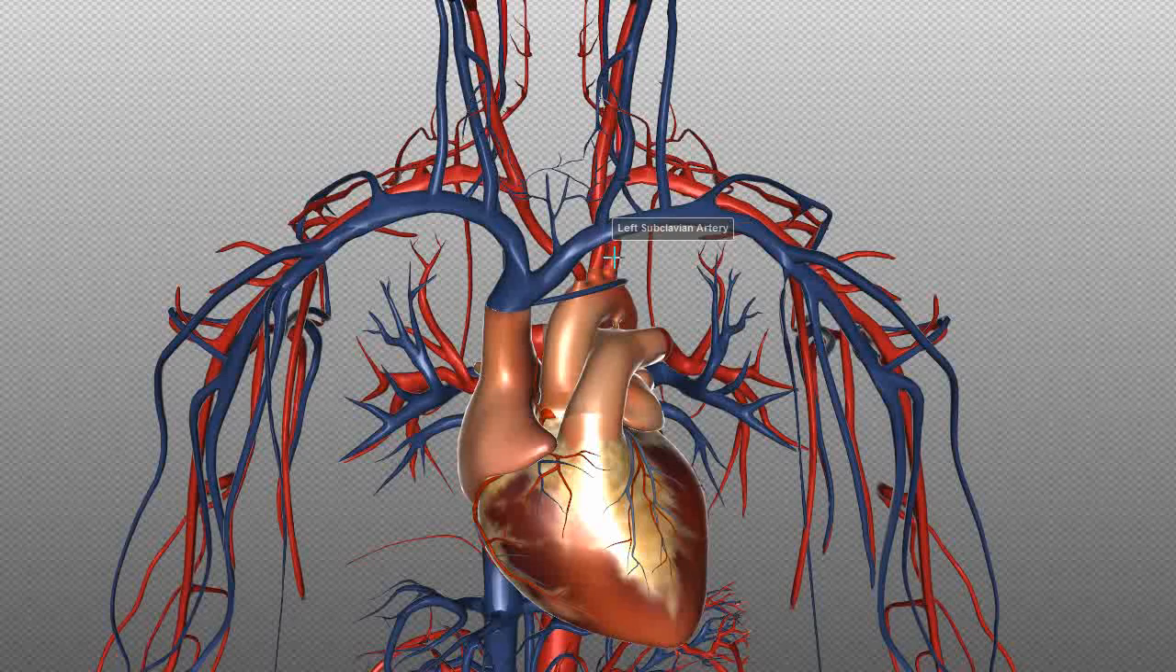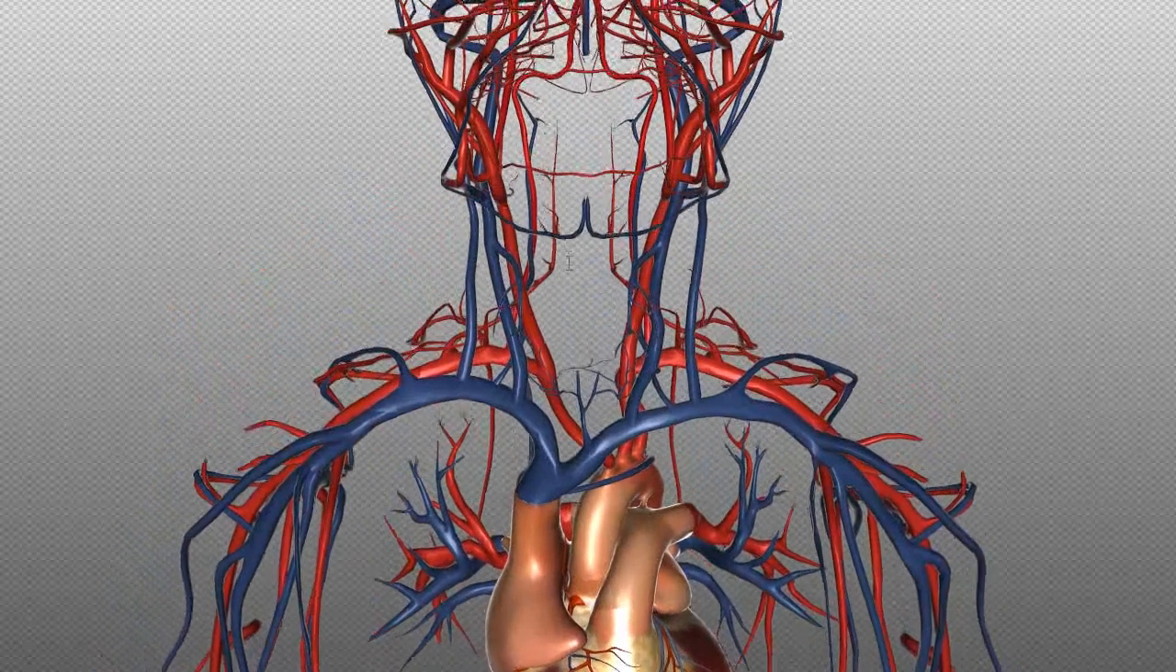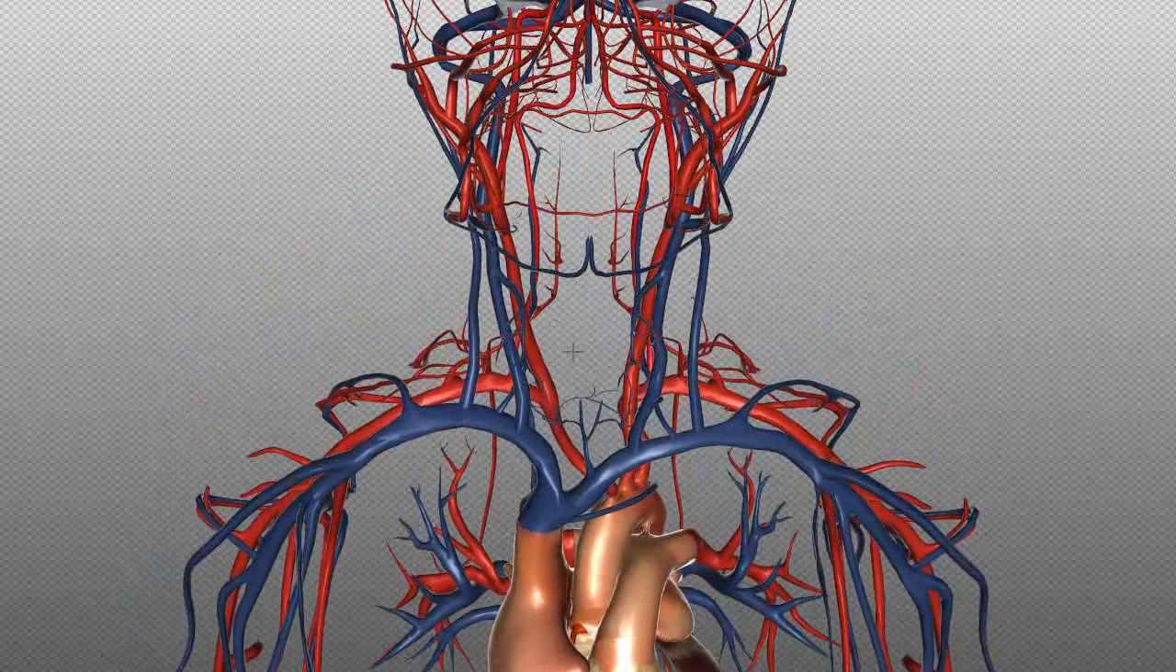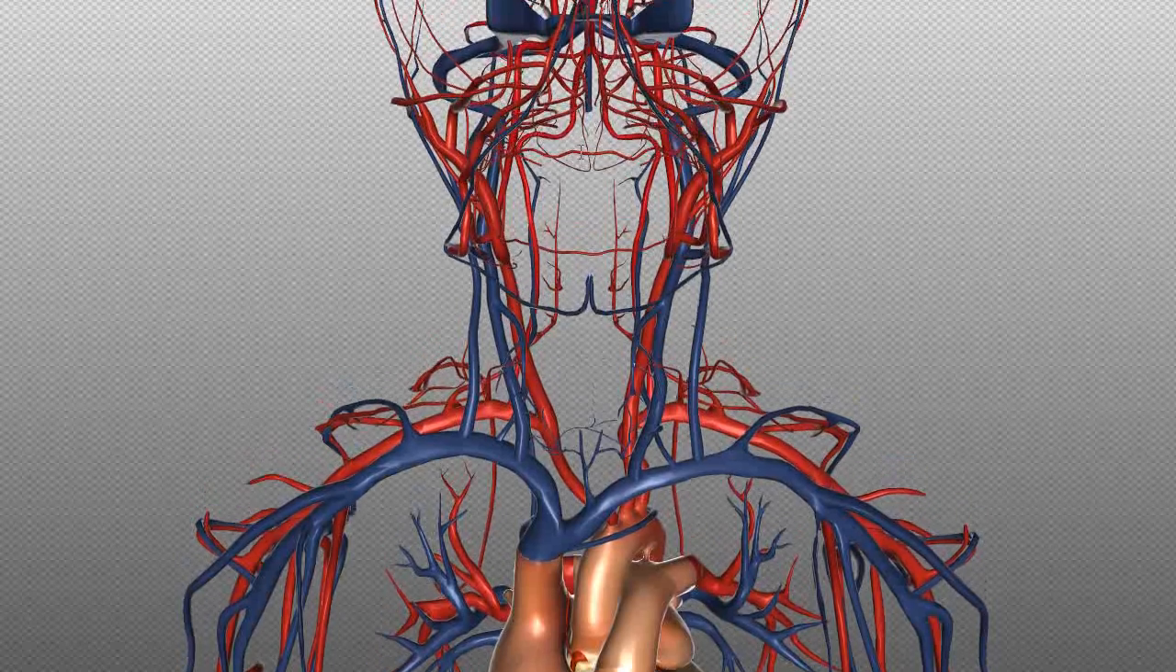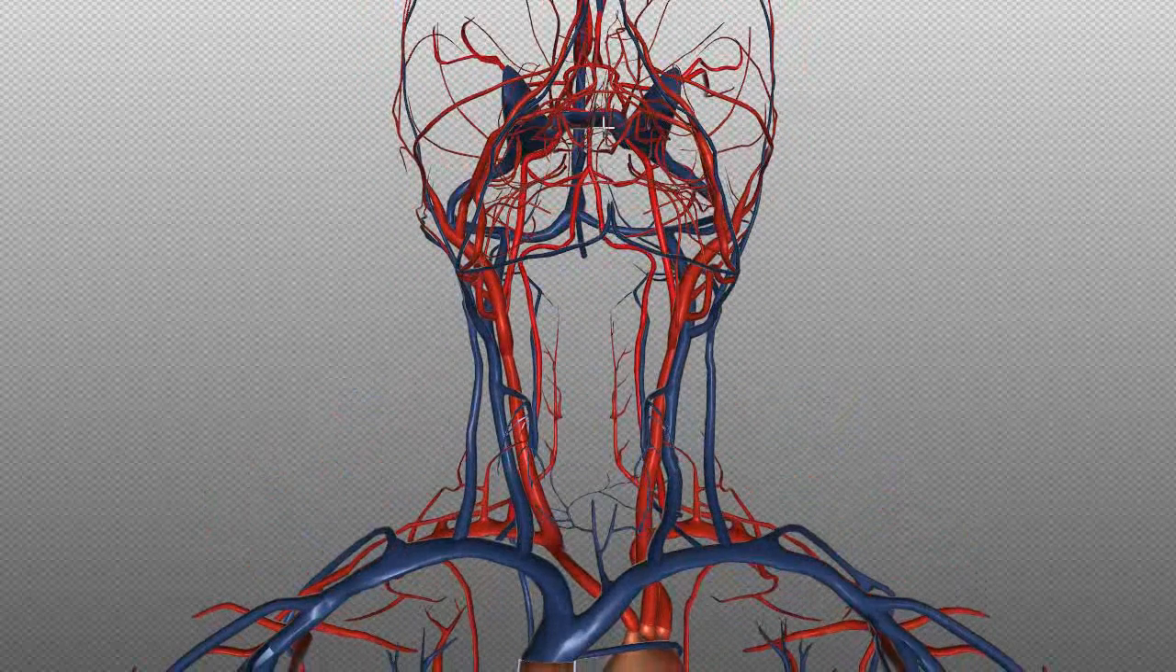So the common carotid arteries on either side split into external and internal carotid arteries. So the right common carotid artery splits into the right external carotid and the right internal carotid, and as you can see here, they go up to supply the brain and the head and the neck.